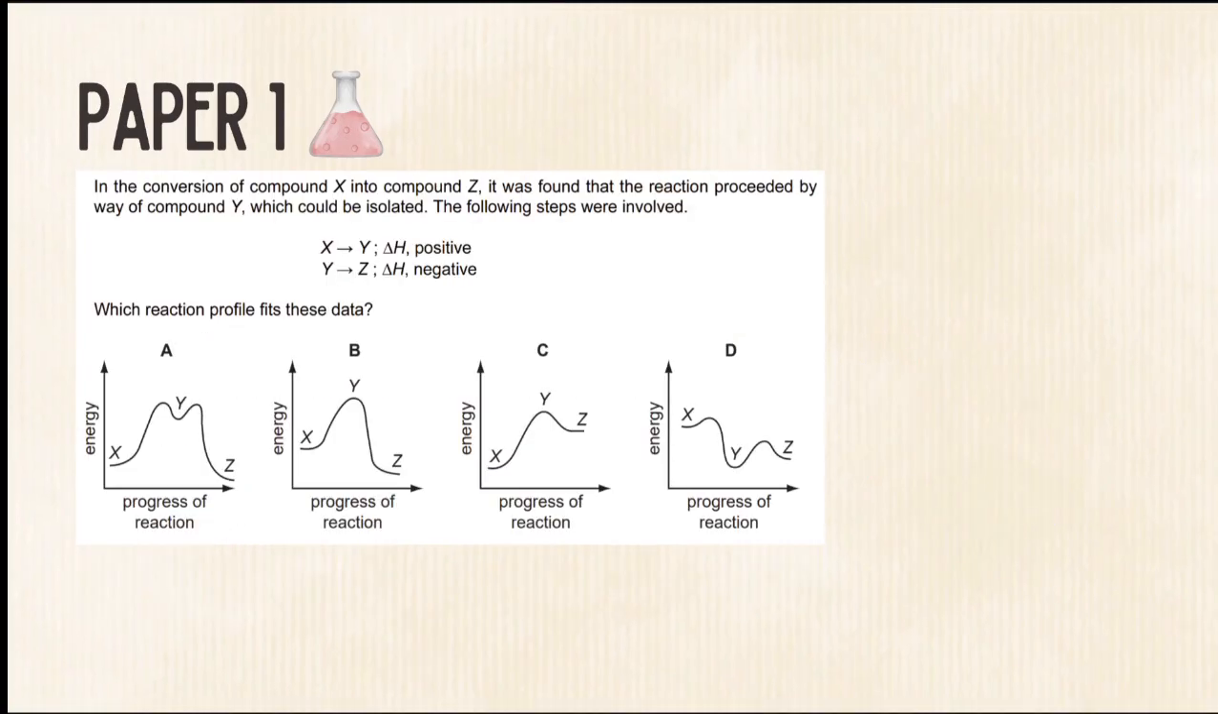Moving on, we need the correct reaction graph for converting X into Z through intermediate Y. First, since intermediate Y can be isolated, it must sit in a valley between two peaks, eliminating B and C. Next, step 1 has a positive ΔH, so Y must be higher up on the energy axis than X. Step 2 has a negative ΔH, so Z must be lower down than Y.